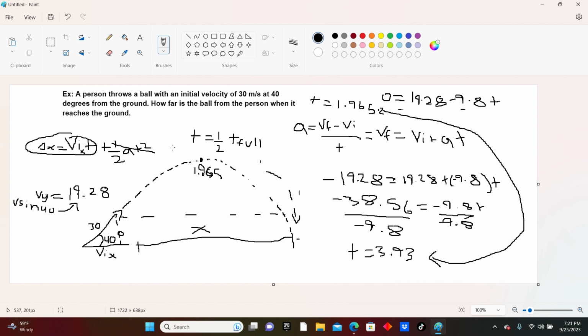Then you could have plugged this time into t and multiplied it by the horizontal velocity we found in the x direction, which was 30 cos 40. Yeah, these are just some shortcuts you could have used for this question.